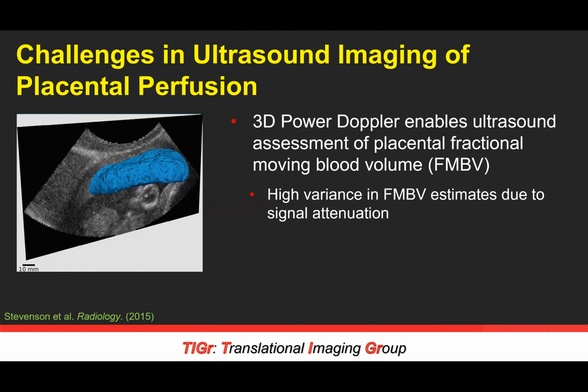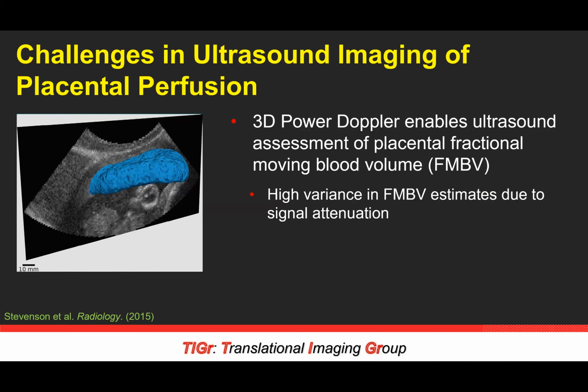And the reason is because while there has been a large amount of development and many great techniques in the field of ultrasound, ultrasound still struggles with certain different metrics for assessing pregnancy, specifically looking at the placental fractional moving blood volume, or FMBV. FMBV is essentially a surrogate measure for the amount of perfusion within a target organ, which could be extremely important for looking at local ischemia or looking at different issues with vasculature pathology in the placenta.